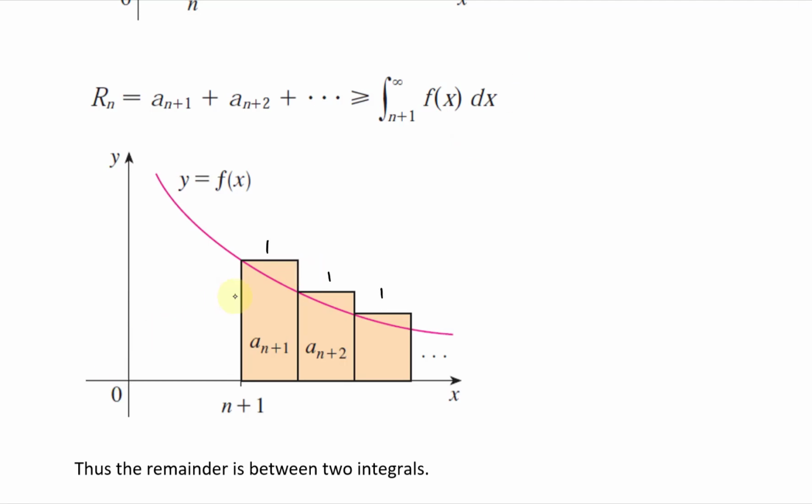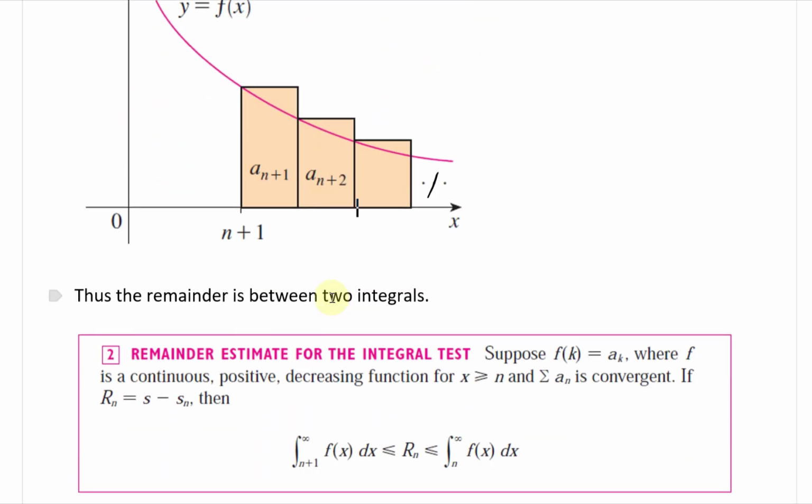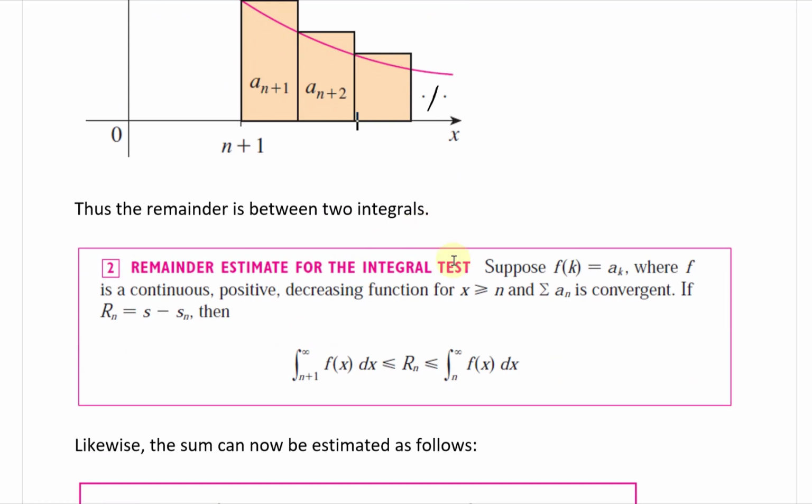Again, all the widths are just 1. So a_n+1 goes over here, and these are the extra gaps. So this is greater than the integral, because the integral is all of it below here, and you have that extra gap there. Thus the remainder is between two integrals, and here is the remainder estimate for the integral test.